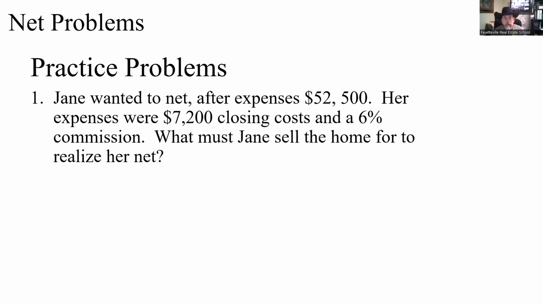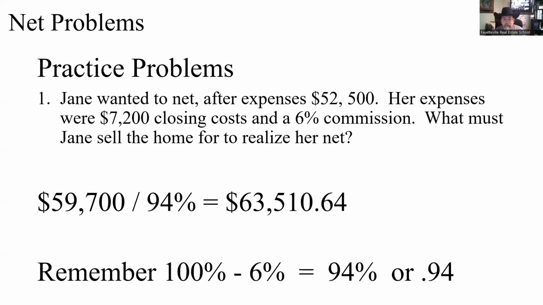All right, let's do a practice problem. This practice problem is also in your math book. Jane wanted to net, so her wanted net is 52,500. We have to add the expenses. It says here she's got 7,200 in closing costs. So we take the 52,500, add the 7,200, and then divide that total amount by the reverse commission. The seller's paying 6%, so the reverse would be 94%. This is what it looks like: 59,700 divided by 94% equals 63,510.64.